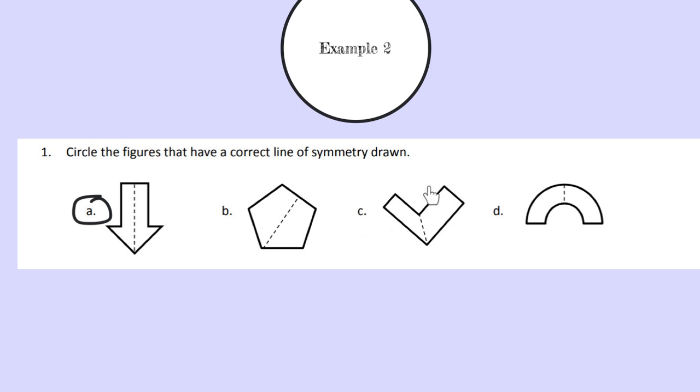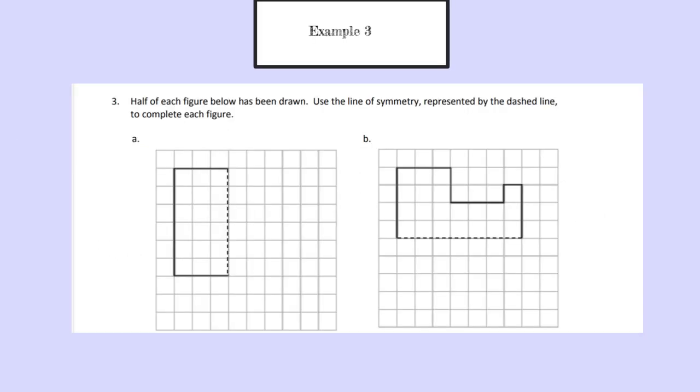Now for part C. If you look here, here is our line of symmetry. If you were to fold this part over on here, they would not create a mirrored image shape. Therefore, this is not a line of symmetry. And part D. Our line of symmetry again is directly in the middle. And if you were to fold this shape over onto this side, you would get the same exact image.